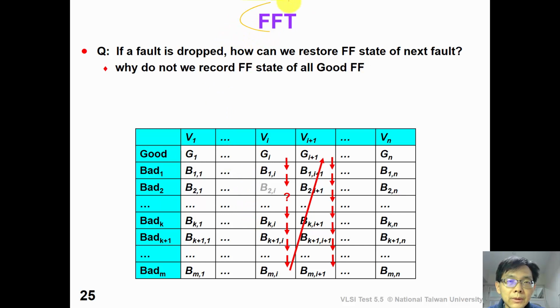Finally, we have an FFT for you. If a fault is detected, let's say B21 is dropped, how can we restore the flip-flop state of the next fault? There will be a broken chain. How can we handle this problem? Why don't we just record the flip-flop difference between the faulty circuit and the good circuit? This is a good question for you to think about. Thank you. Bye-bye.